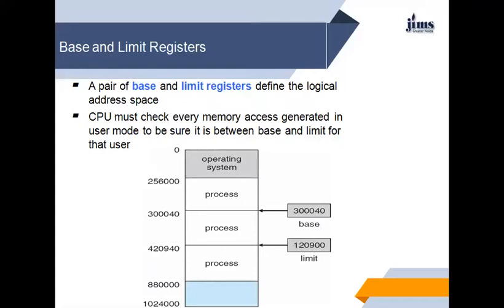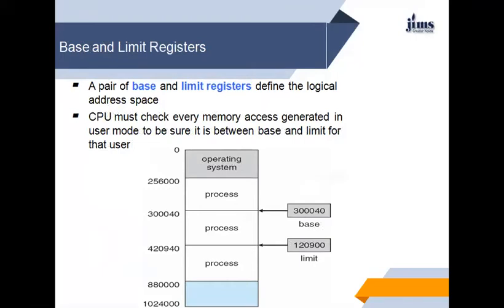Now, as far as the memory is concerned, we will see two main registers. One is called the base and the other the limit register. A pair of base and limit registers define the logical address space. Here in this figure, you can see the base register is 300040, and the limit register is 120900. We will see later on how the limit and base registers are used, with the help of a diagram and a numerical also.